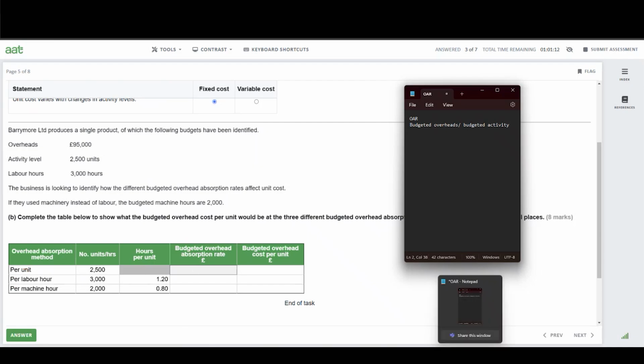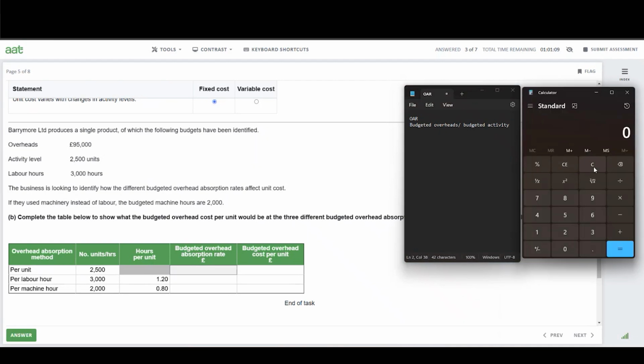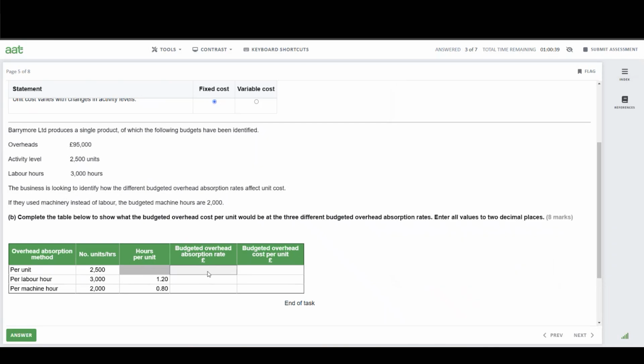So per unit, we know that there are £95,000 worth of overhead, and we're going to divide that by the budgeted activity. So the budgeted activity is the number of units we budget to produce for this method. So 95,000 divided by 2,500 units gives us an overhead absorption rate of £38 per unit. Remember our 2 decimal places.